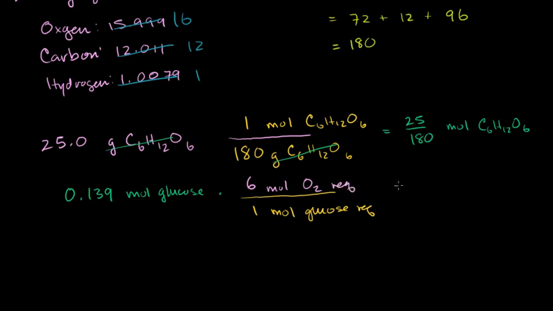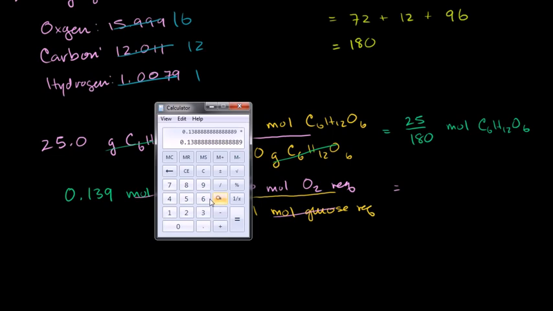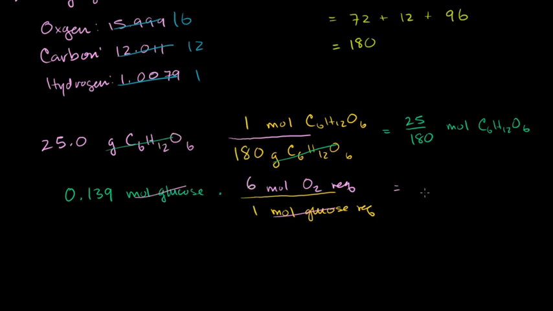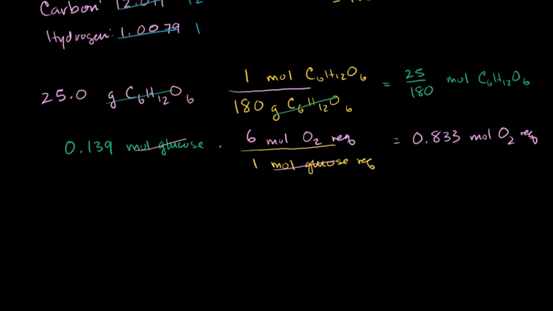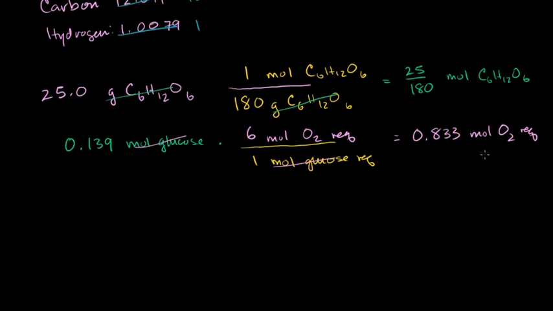And then what do we get here? Well, we have the moles of glucose canceling out with the moles of glucose. And then we multiply the 6 times 0.139. So let's just multiply this times 6 is equal to 0.833 moles of oxygen required. Now, we're almost there. We know how many moles of molecular oxygen are required. Now we just have to figure out how many grams that is.